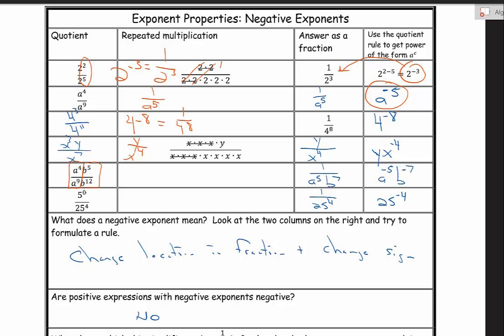Okay, 5 to the 0. Not sure why that one made it in there, right? It's just 1 over 25 to the 4th power. That'd be the easiest way to deal with it.